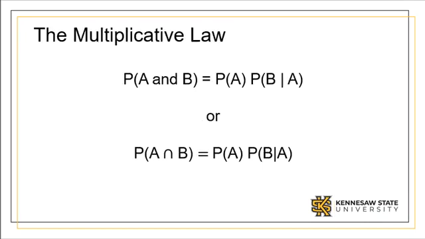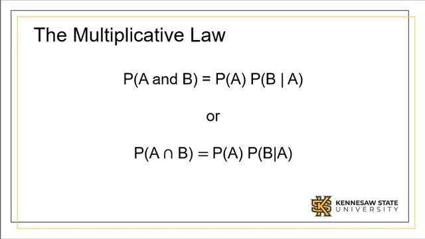If we wish to find the probability of the intersection of two events, multiply the probability of the first event by the probability of the second event, but be sure that the probability of the second event is found knowing that the first event has already occurred. The vertical line between the second and first event is the symbol for conditional probability and is read as the probability of B given that A has occurred.